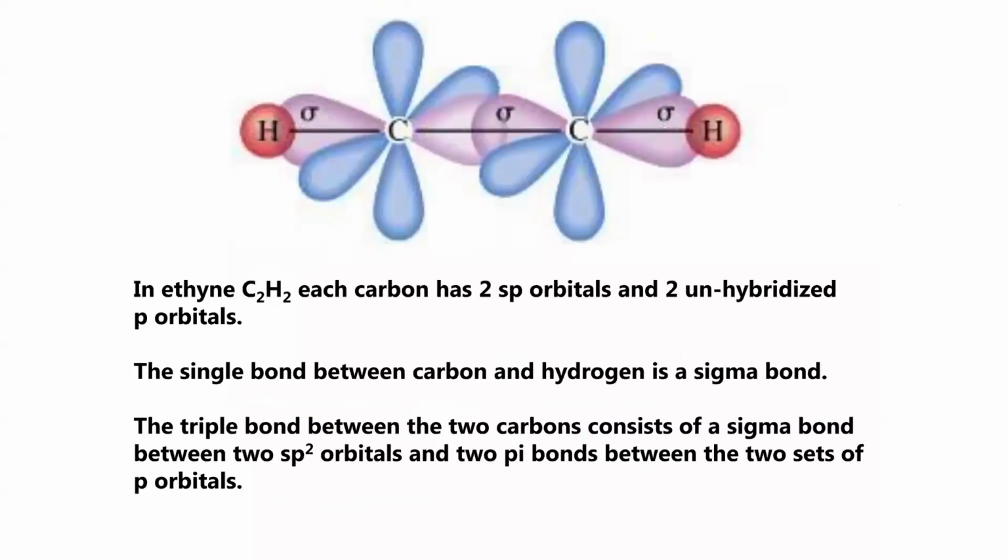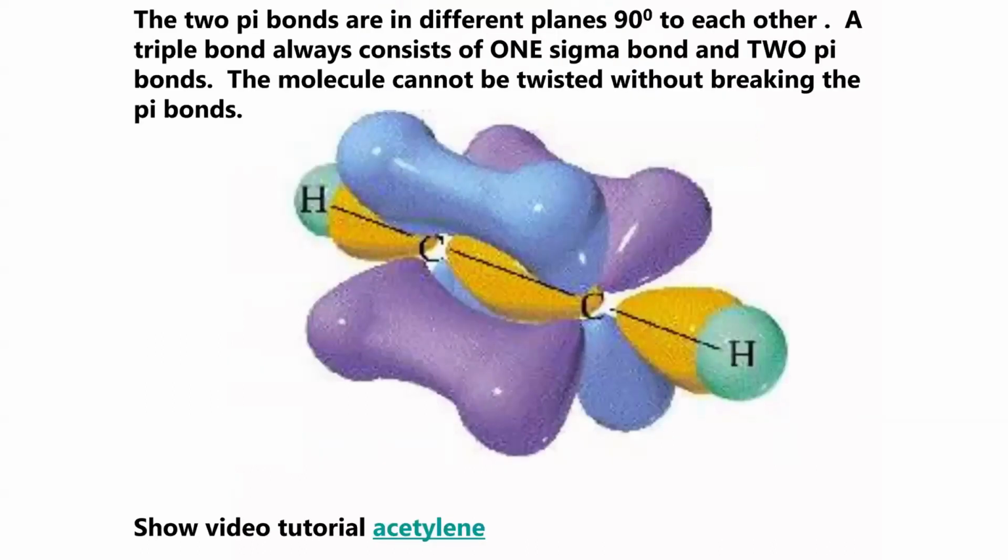So in ethyne, C2H2, each carbon has 2 sp orbitals and 2 unhybridized p orbitals. The single bond between carbon and hydrogen is a sigma bond, and the triple bond between the carbon atoms consists of a sigma bond between 2 sp hybridized orbitals and 2 pi bonds between the two sets of p orbitals. The 2 pi bonds are at 90 degrees to each other. So a triple bond always consists of 1 sigma bond and 2 pi bonds, and the molecule cannot be twisted without breaking the pi bonds.